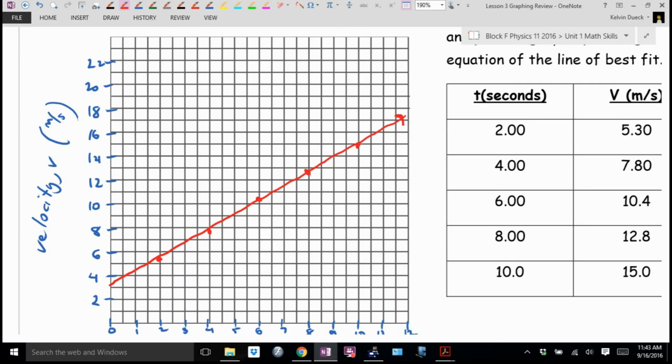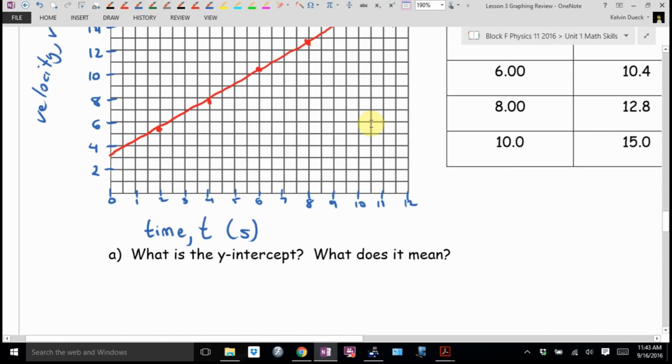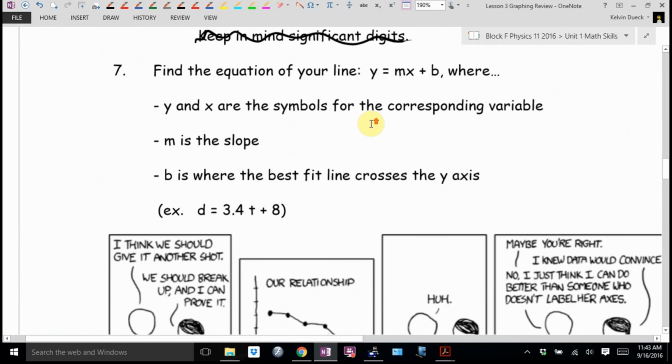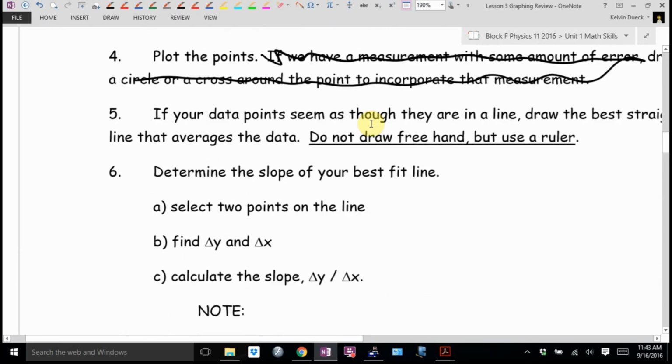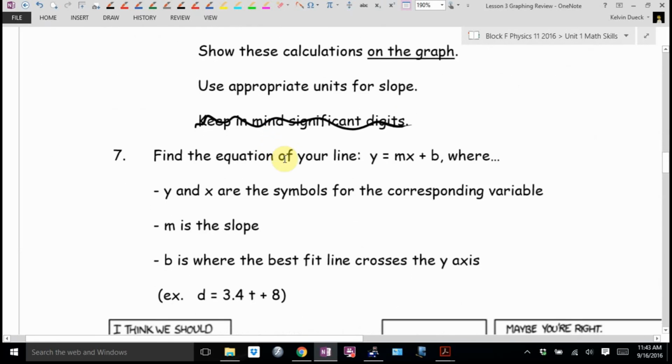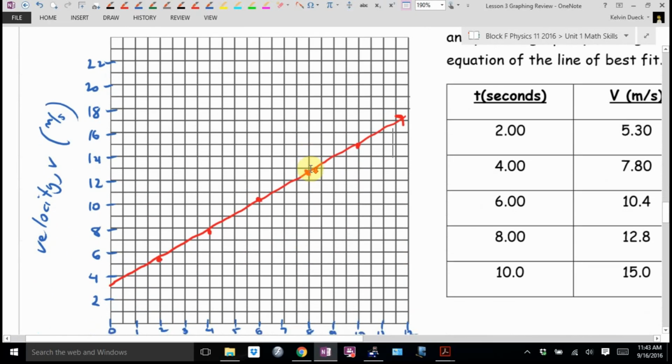What we want to do now is find the slope. Oh, sorry. Part A says find the y-intercept. Actually, before we do that, continuing on with our steps, it's step 6, find the slope, and then find the equation. Now, how do we find the slope?